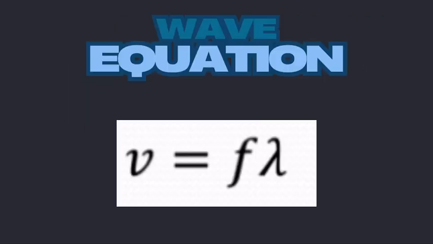The wave equation is, of course, V equals F times wavelength. V standing for velocity, or otherwise known as speed. F stands for frequency, which can also be an alternate for period, depending on the equation in the problem. And the symbol right there is going to, of course, stand for the wavelength.